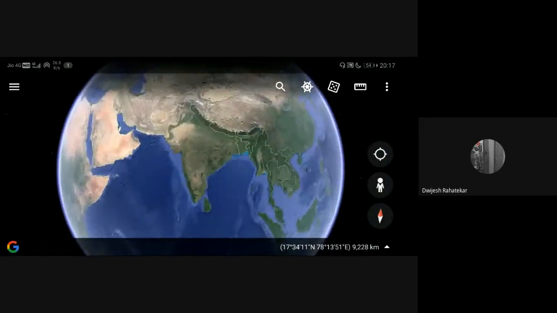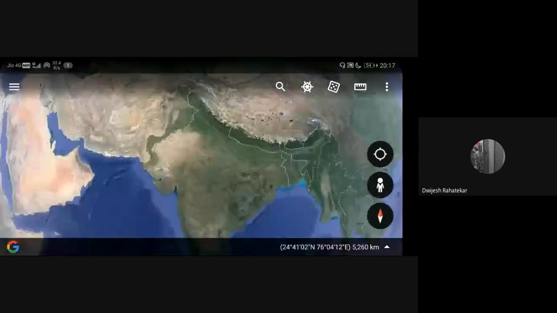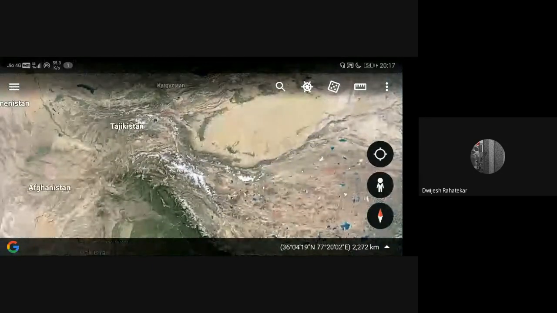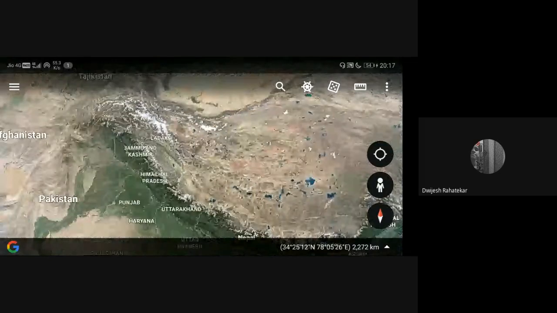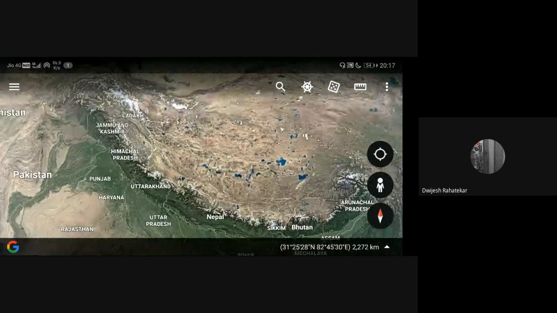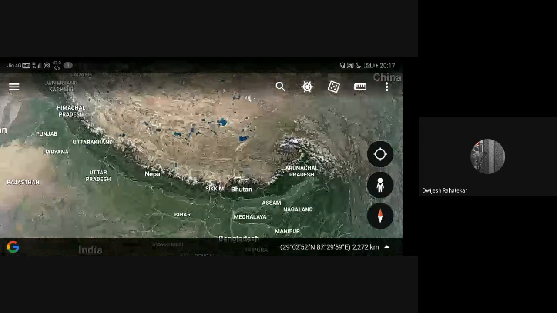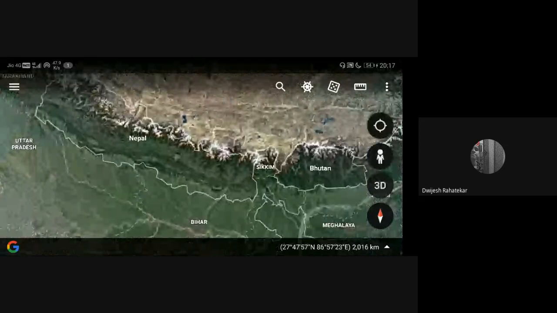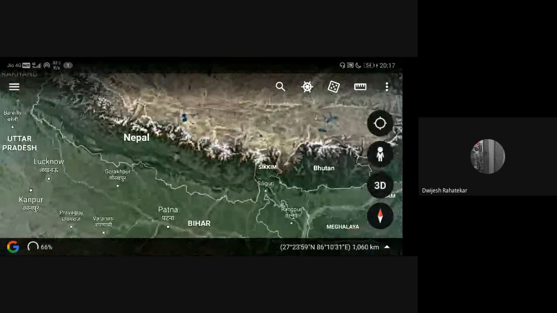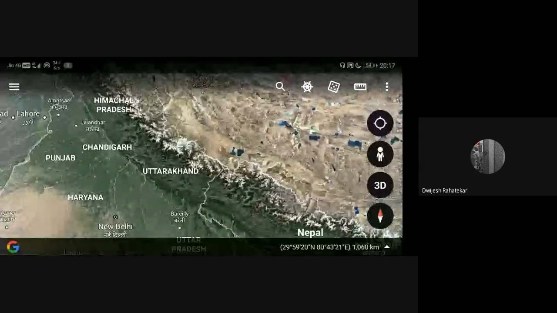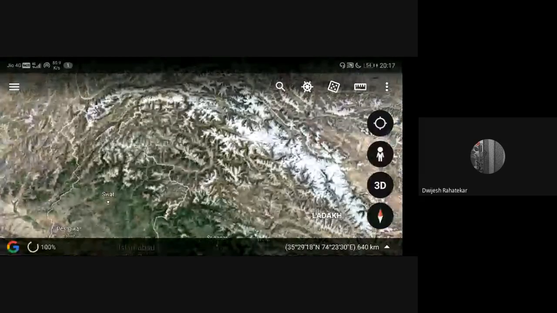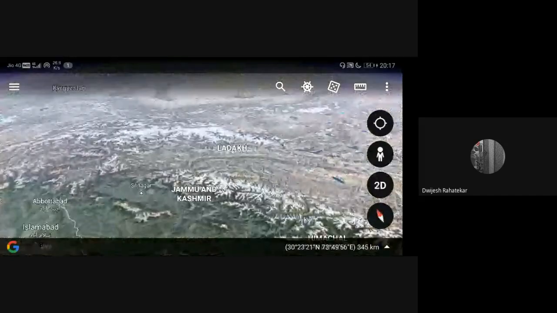Now I will show the Himalaya also. Here is the Himalaya, and Nepal. Basically, the Himalaya starts from Tajikistan, then Ladakh, Jammu Kashmir, Himachal Pradesh. All this area is nothing but the Himalayan mountains. You can see these lines over the Indian border and Nepal border. This is the Himalayan range. Is it visible to everyone now?